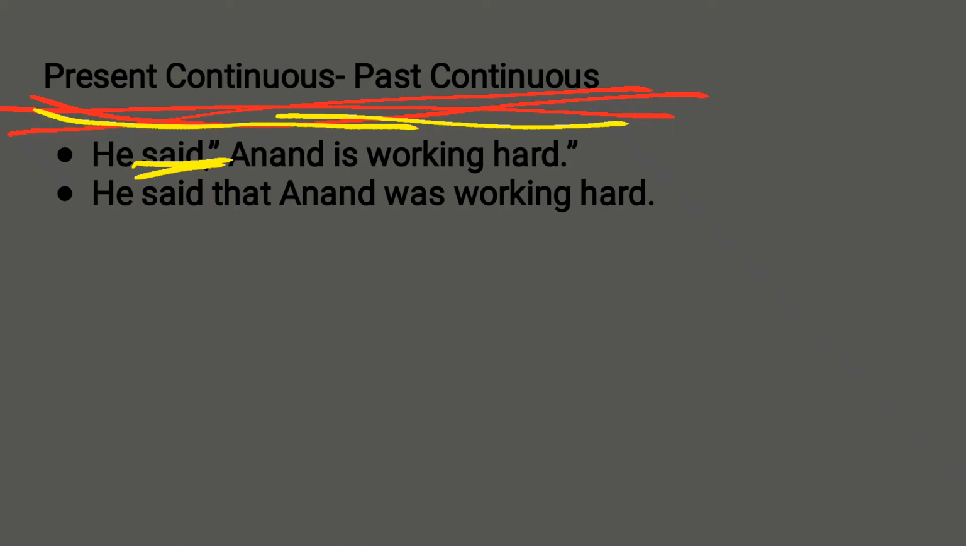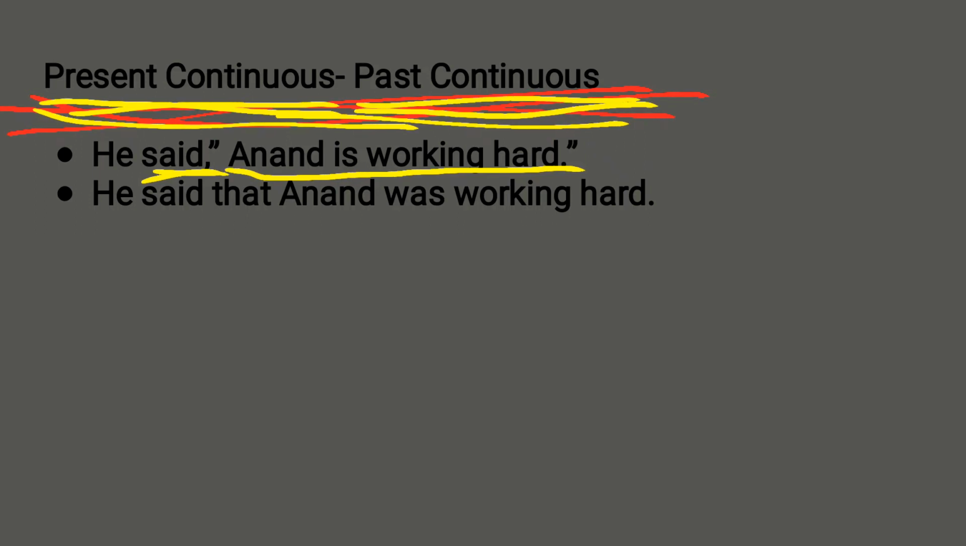Anyway, he said Anand is working hard. Since this reporting verb is in past tense, we can use this tip. Anand is working hard. This sentence is in present continuous tense. Subject plus MSR plus verb in ing plus object. So whenever such a question arises, what you need to do is, whenever the reported speech is in present continuous tense, then the reported speech will get converted into past continuous tense.